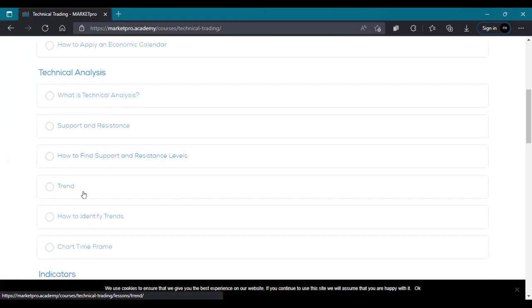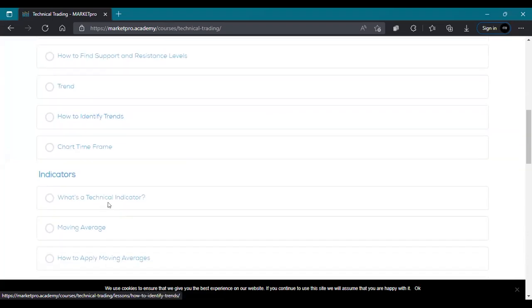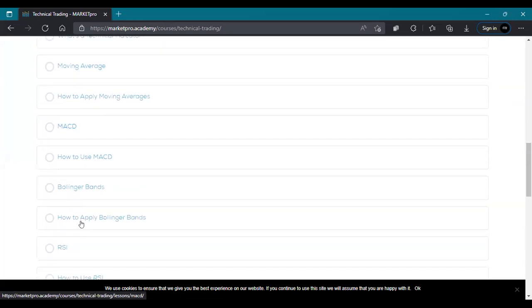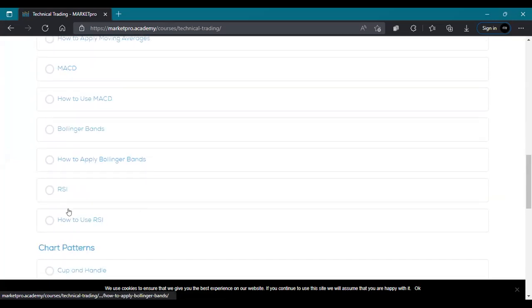You also get to understand what a trend means, how to identify trends. You also get to understand the meaning of time frames, right? What are indicators? What's a moving average? How to use your moving average, the MACD indicator, how to use it, Bollinger Bands, how to apply it, right? RSI, you also get how to use your RSI. You get basic knowledge on all these things.